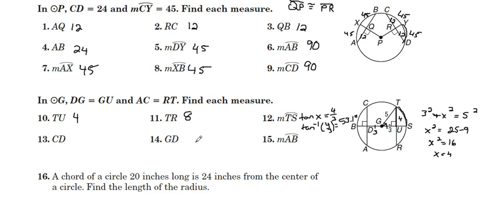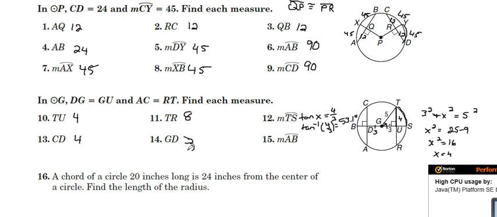CD, on the other side, CD also is 4. GD is 3. Okay, and then the measure of arc AB will have the same measure as TS, 53.1.